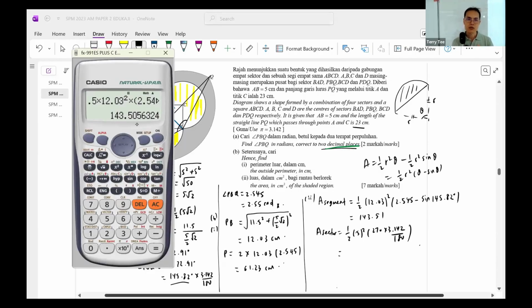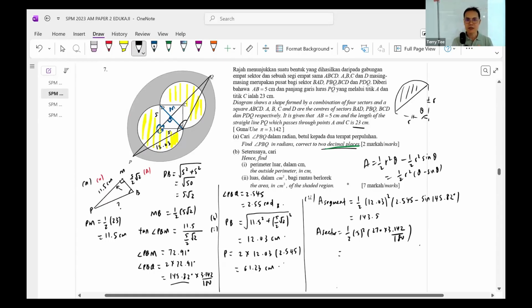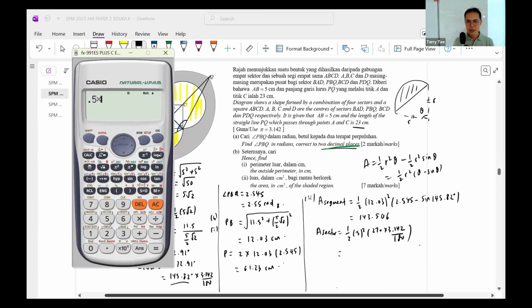Okay, I tell you what, I use one more decimal. Scared the answer is different. So I use one more, use 506. Yeah, that is the safest. Half times 5 squared times, okay, 270 is actually 3/2 pi radian, times 3.142. Guys, I got this answer, 58.913.